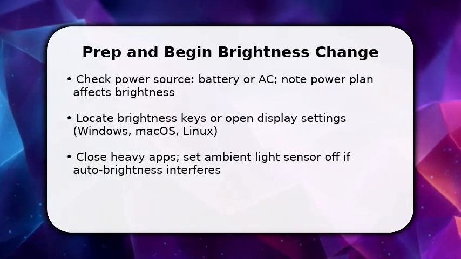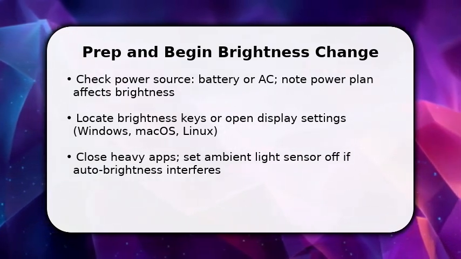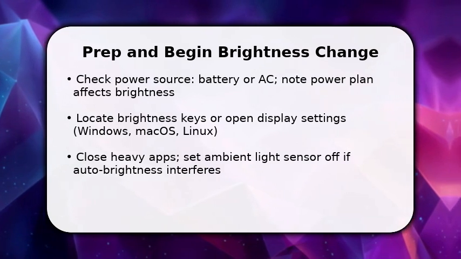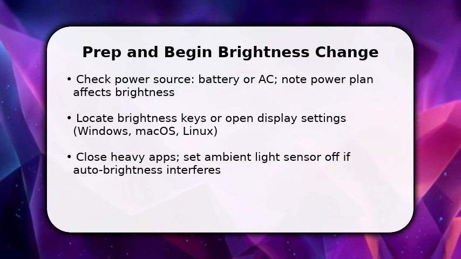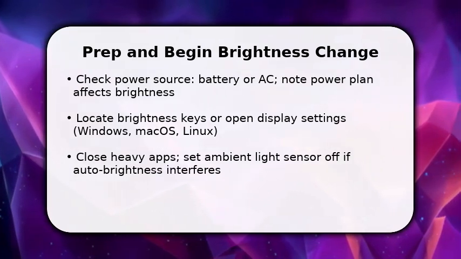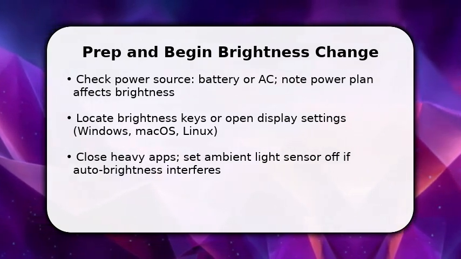You start by confirming power and controls. If on battery, make sure power plan allows higher brightness. On AC, you can raise it freely. Next, find the keyboard brightness keys or open display settings. Windows display brightness slider, macOS system settings displays, Linux settings power/display.